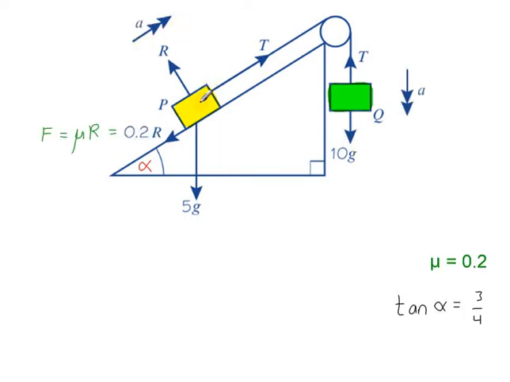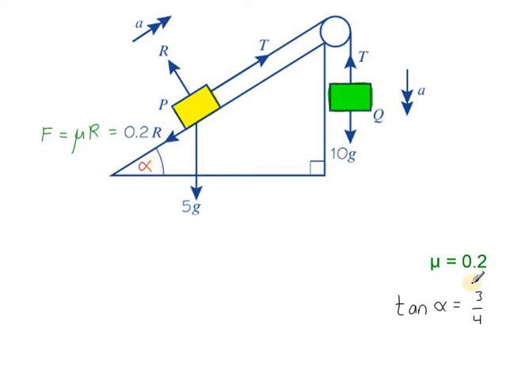The block is accelerating up the incline. The frictional force will have reached its maximum value. F equals mu R gives us, from this value for mu, 0.2R. That's our frictional force acting down the incline, opposing motion. The acceleration of this block will be equal to the acceleration of this block.